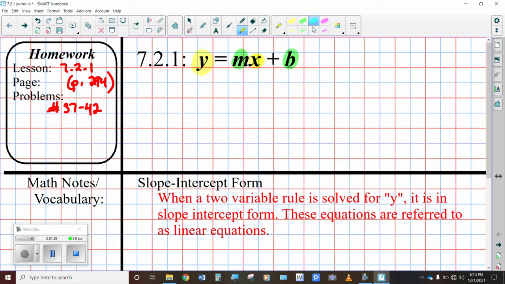And one last part, this is referred to as a linear equation because when you graph it, it forms a straight line, right? There are other kinds of equations that are nonlinear because when you graph those, they form curved lines. But this is the basic slope-intercept form for all linear equations.